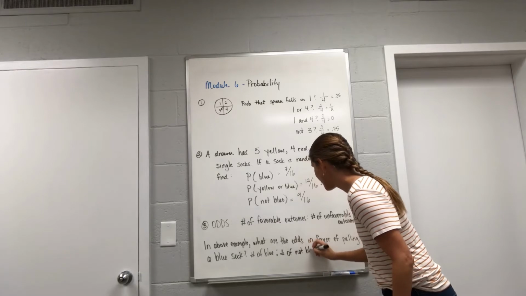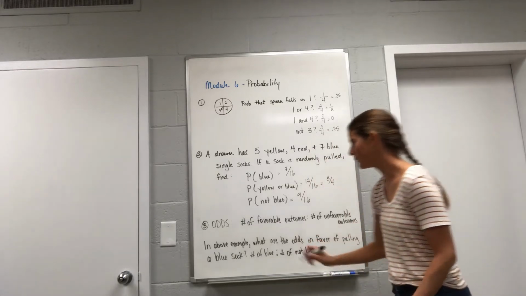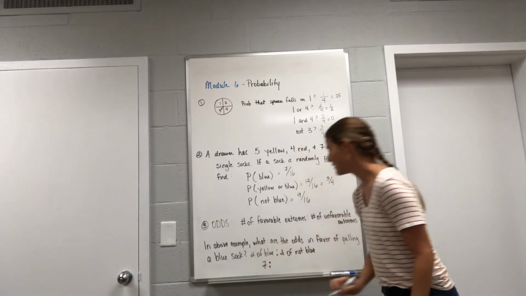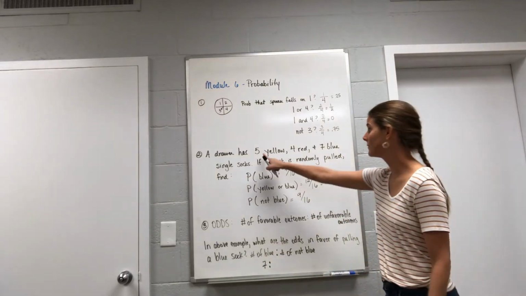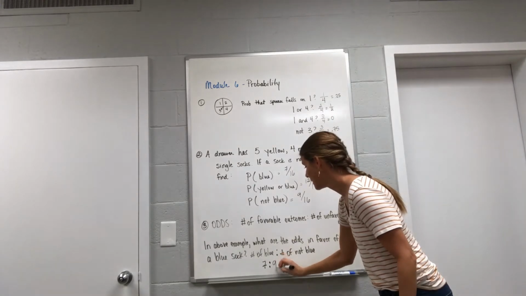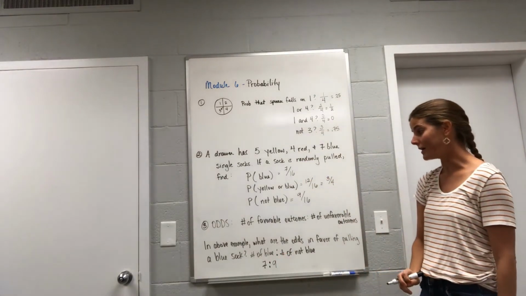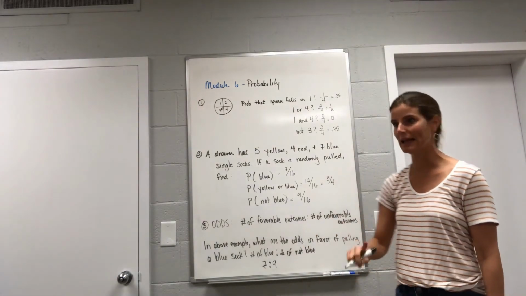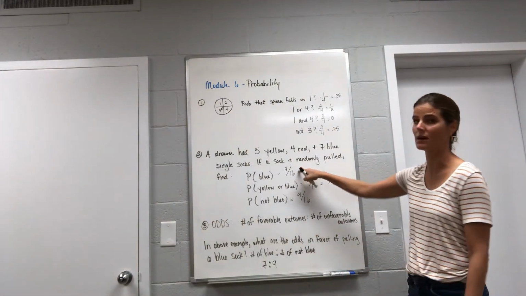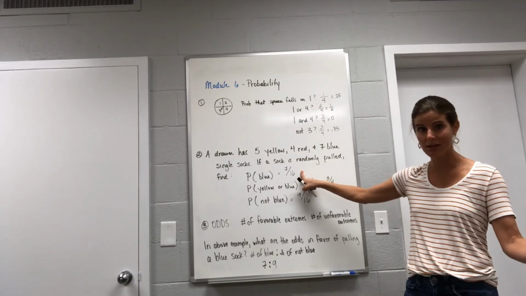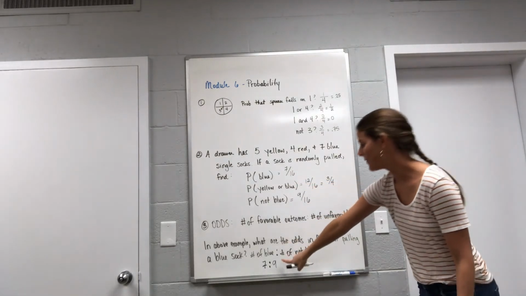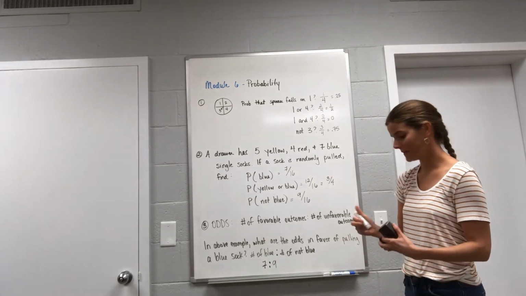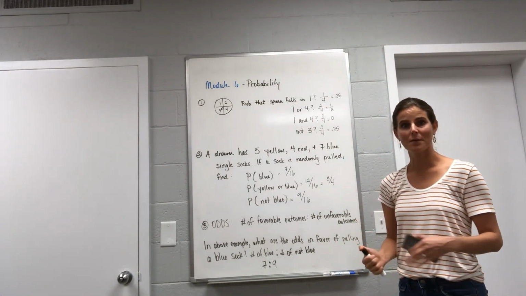The unfavorable in this case would be the number of not blue. So the number of blue is 7, and the number of not blue, 5 plus 4, is 9. So that is the odds, 7 to 9. There's a 7 to 9 odds that we would pull a blue sock. Again, not the same as probability, as we saw up here. There's a 7 out of 16 chance that we would get a blue sock, but the odds are 7 to 9. Okay, so that's a little bit of an introduction. We'll move on to some more probability in the next video.